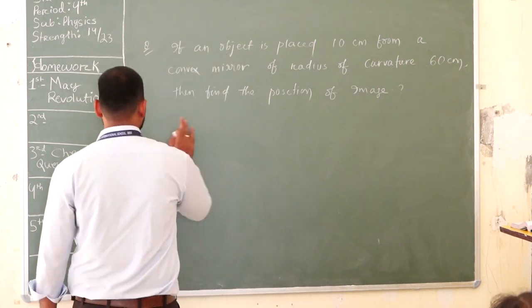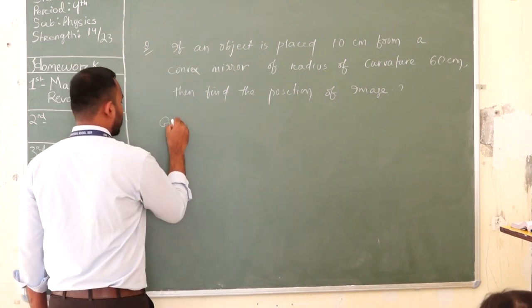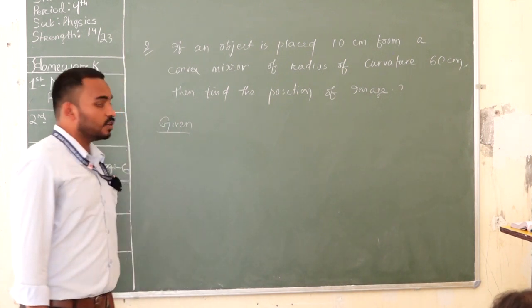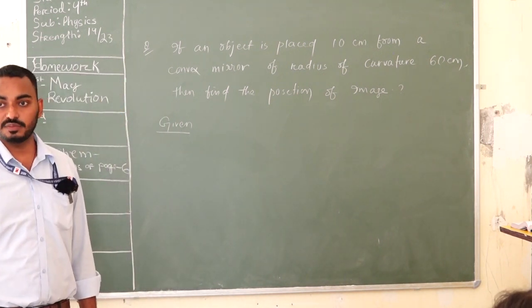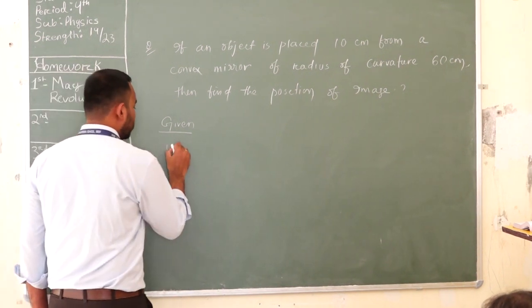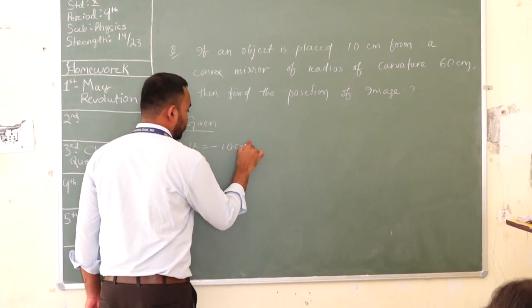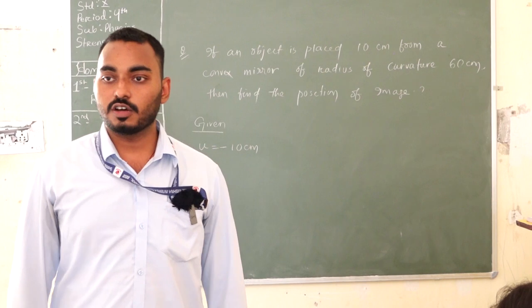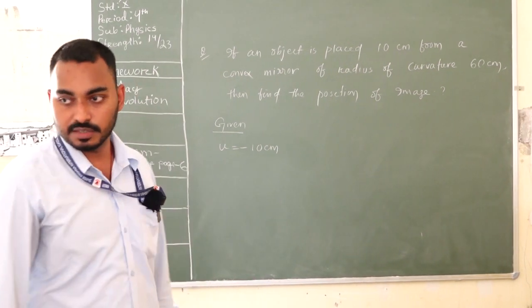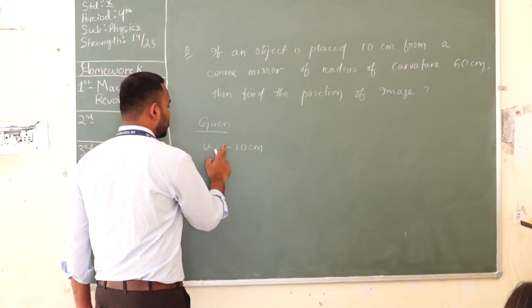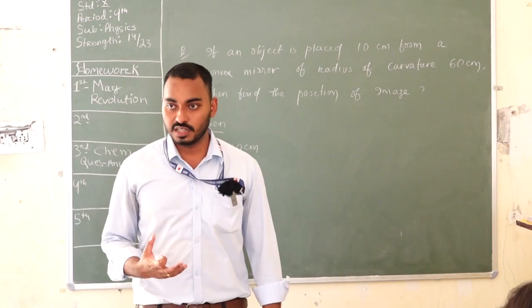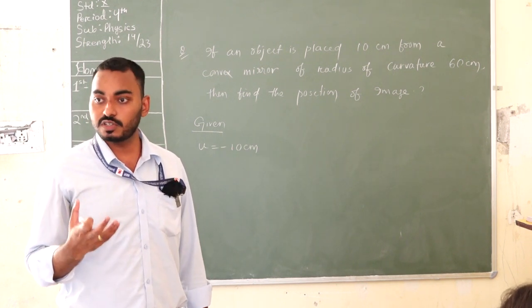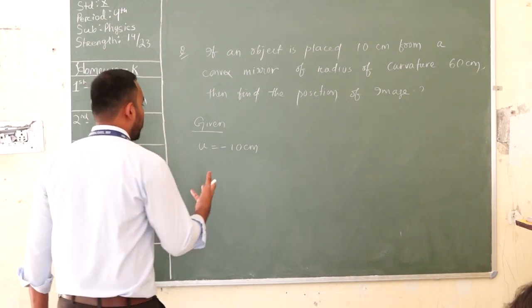Now see, first of all we have to write the given part. What are the factors that are given? An object is placed 10 centimeter from a convex mirror. 10 centimeter object is placed, that means U is what? 10 or minus 10? Minus 10 centimeter. In the sign convention part I have already told you that object distance will always be taken as negative. That means U is minus 10 centimeter, even if it is given 10 centimeter.